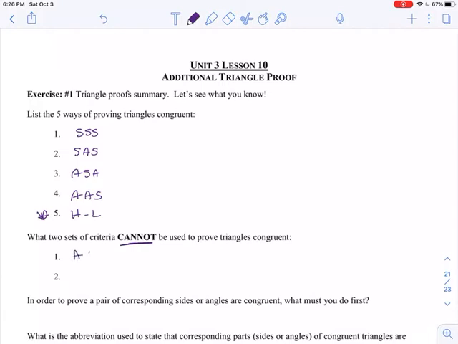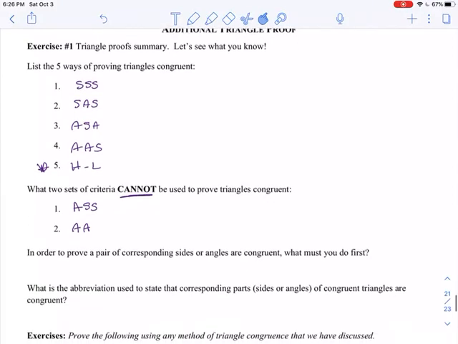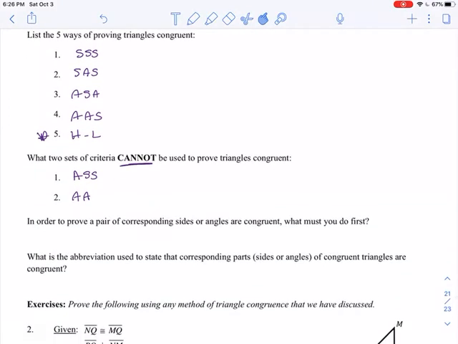What 2 sets of criteria cannot be used to prove triangles congruent? Angle, side, side is not a reason. It's not guaranteed to make the triangles congruent. And then angle, angle just proves they're similar, and that will actually be the next unit.